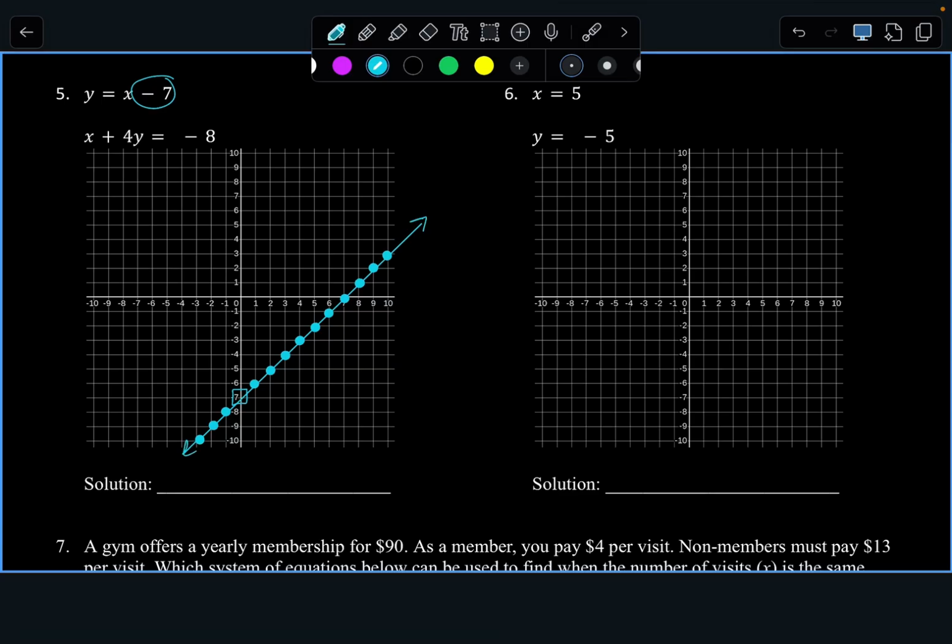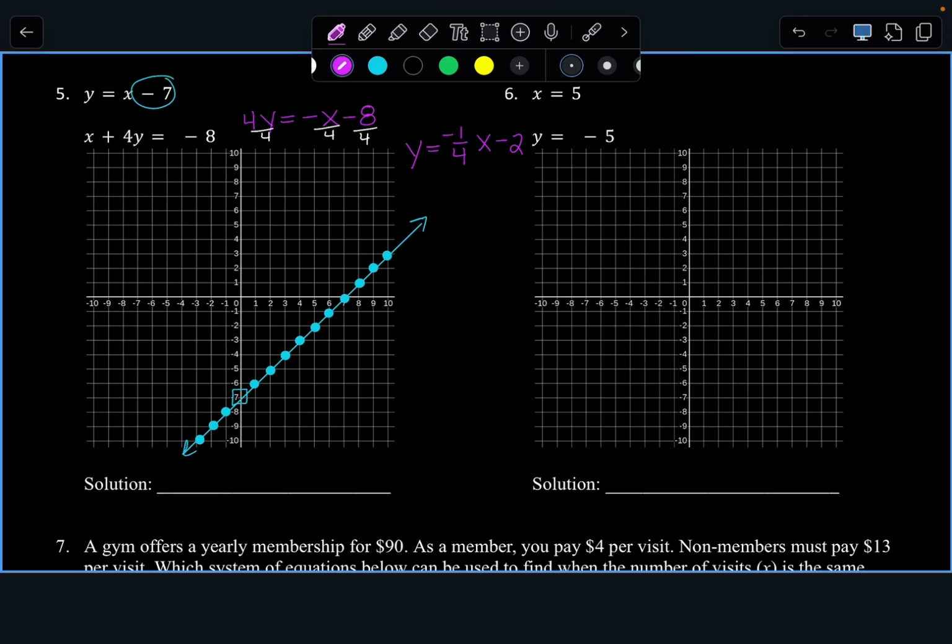Okay, for that second part though, we have to get y alone. We're going to subtract x on both sides. So when we do that, we have 4y equals negative x minus 8. And then we have to divide every single piece by 4. So we have y equals negative 1/4 x minus 2. Again, that was because we divided every single piece by 4.